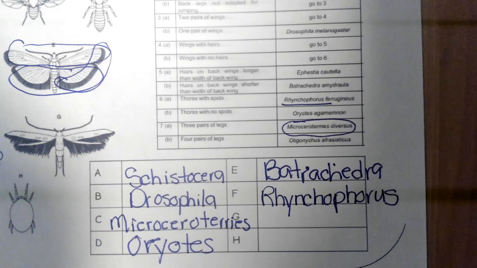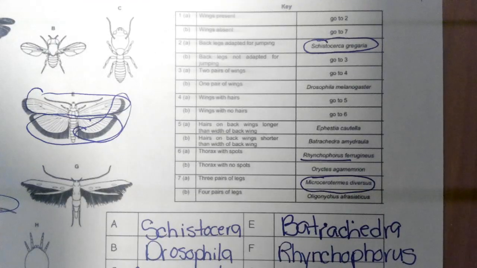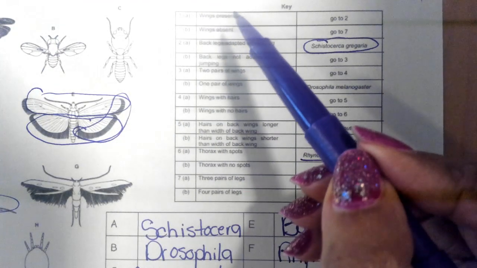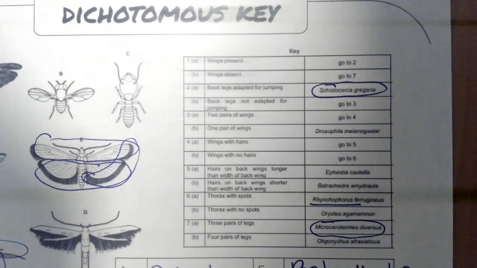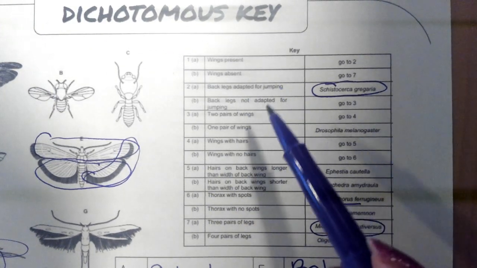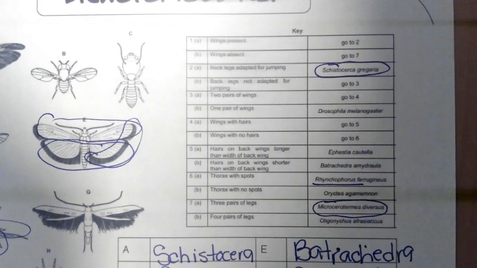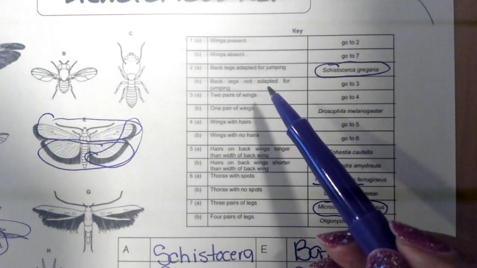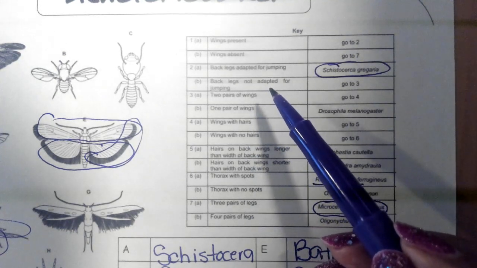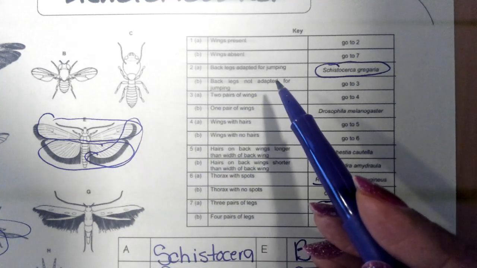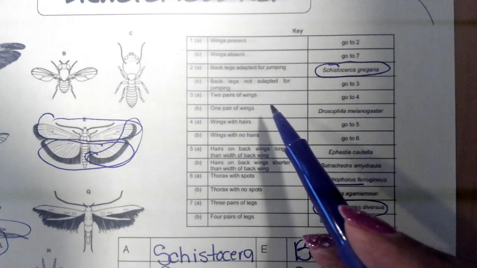All right, we're going to move on to bug G. So bug G, wings present, wings absent. The wings are present, so we go to 2. Back legs are adapted for jumping or not adapted for jumping. They are not adapted for jumping. There's no joint. They're just straight. So we go to 3.